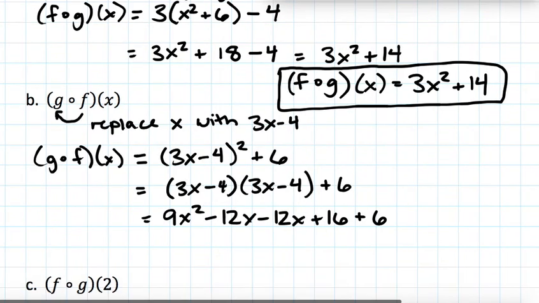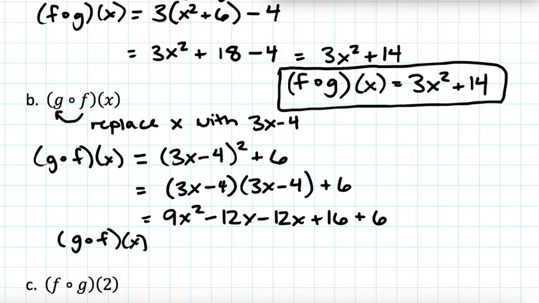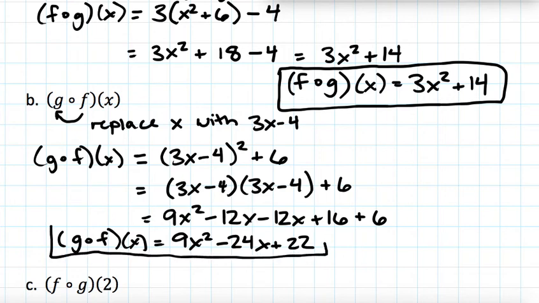So now I'm just going to combine like terms, and that's going to be 9x squared minus 24x. 16 plus 6 is 22. So that would be the answer for part B.